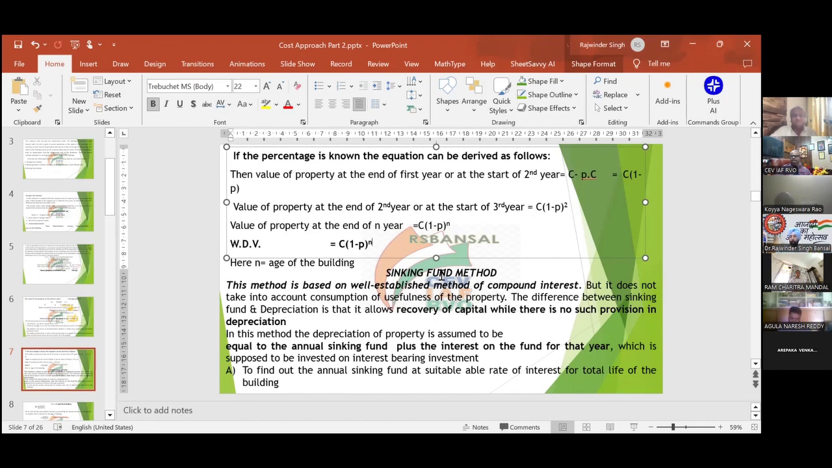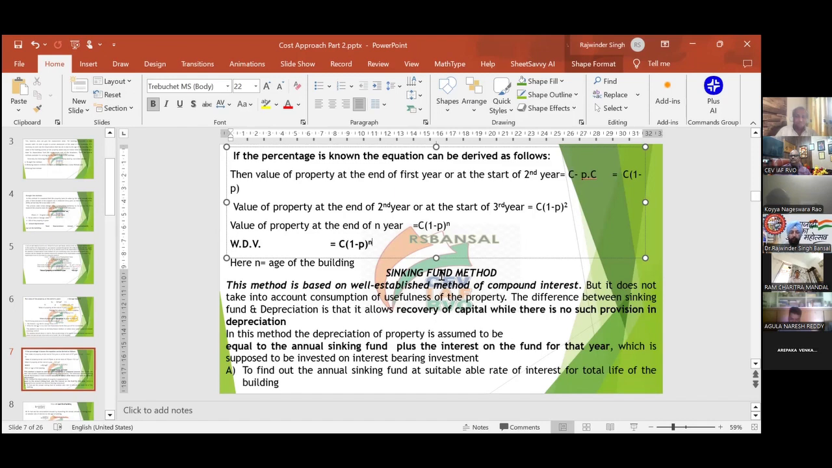So this method allows recovery of capital. So when you are depositing a certain amount in the bank, it means there will be recovery of the asset at the end of its life period. But in both the first two methods, there was no such provision of recovery of the asset.